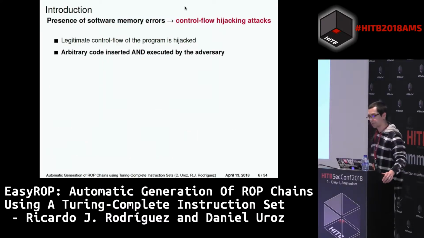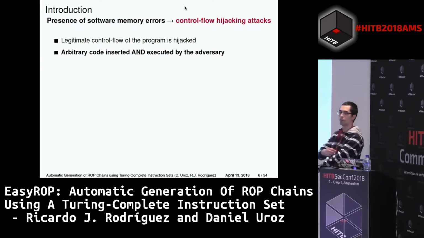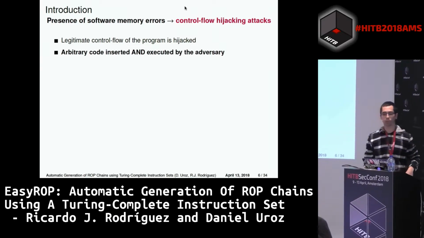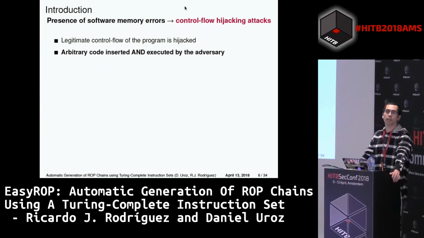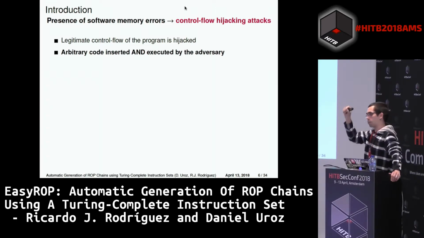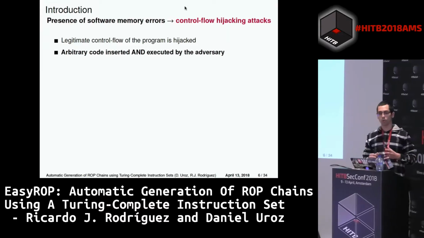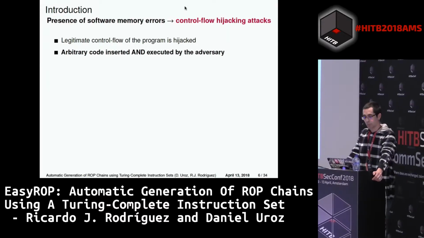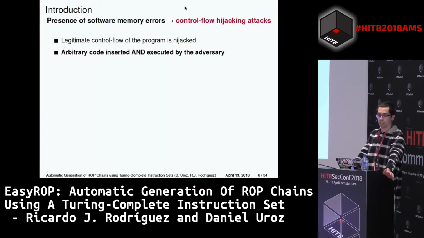Well, the thing is that some of these vulnerabilities can also raise software memory errors. When we have these software memory errors, we can talk about control flow hijacking attacks. These kinds of attacks are special attacks in which the legitimate control flow of the program is altered. I mean, if the program has to go from A to B and from B to C, when I have a control flow hijacking attack, I can make the program go from A to C directly, avoiding going to B, okay? So when we have these kinds of attacks, it means that we can insert arbitrary code, any kind of code, and we can execute this code, okay?